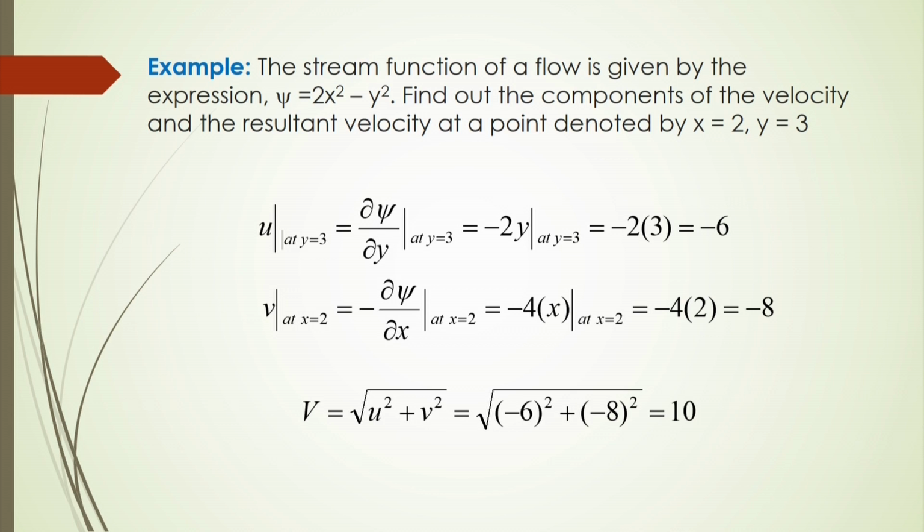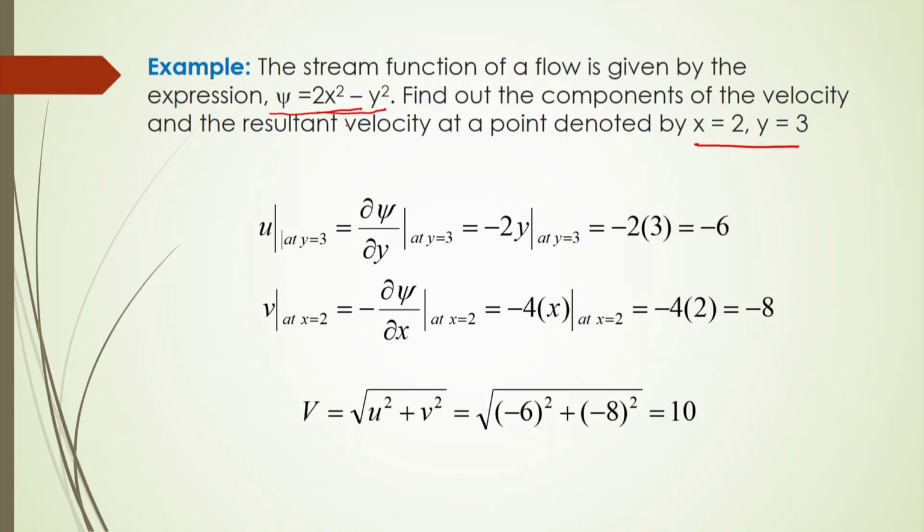just by summing up those based on a certain distance. The stream function of a flow is given by the expression ψ is equal to 2x square minus y square, as an example. So, in this case, what should be the components of the velocity and the resultant velocity at a point denoted by x is equal to 2 and y is equal to 3? That means, at point 2 and 3, what should be the velocity component and the resultant velocity, if you know the stream function there. So, stream function is ψ is equal to 2x square minus y square.